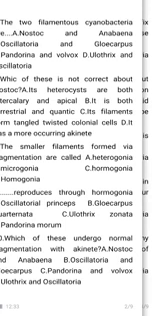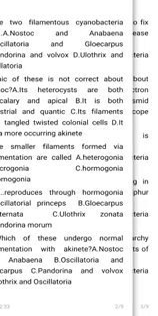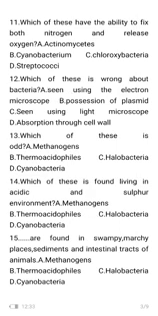Which of these have the ability to fix both nitrogen and release oxygen? A. Could it be the actinomycetes, or the cyanobacterium, or the chlorobacteria, or the streptococci? Please, the cyanobacterium has the ability to fix both nitrogen and release oxygen to the atmosphere because it is photosynthetic in nature.